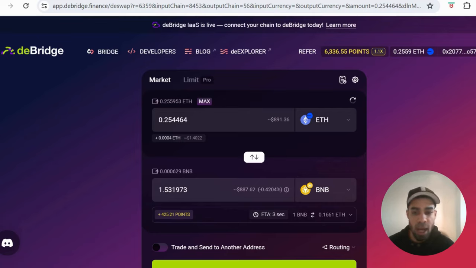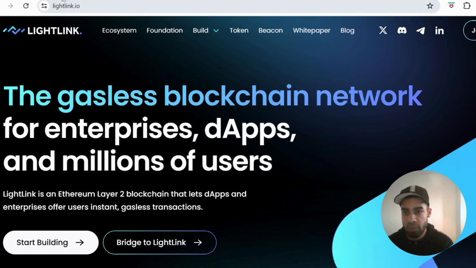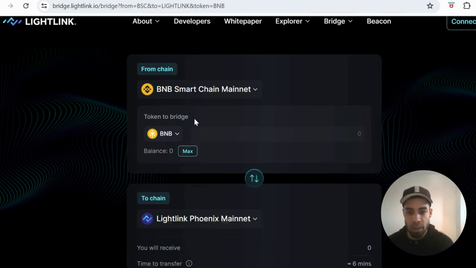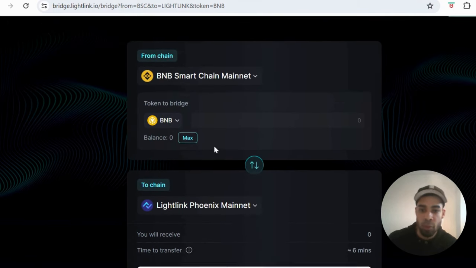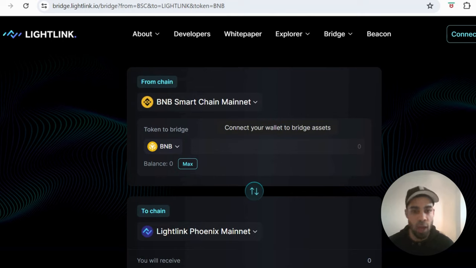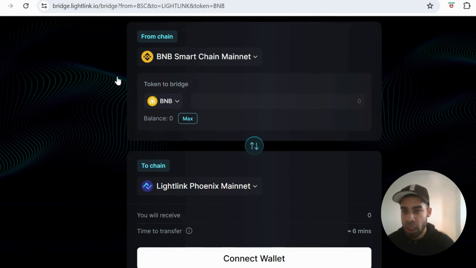So what you need to do is, I used Base, obviously a tokenless chain with a potential token coming. So I sent from my exchange, Binance, over to Base. And then I bridged from Base to BNB. So we're getting the points on deBridge for doing that. And then we're going to go to the Lightlink bridge, and you can only bridge from BNB. And then we're going to bridge an amount over to the Lightlink Phoenix mainnet. I will also leave the link in the description, the chain list link, so you can add the Lightlink Phoenix chain to your wallet.